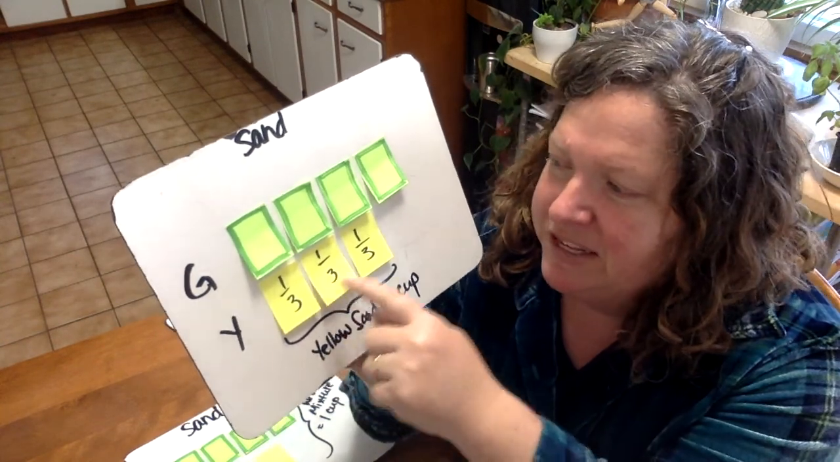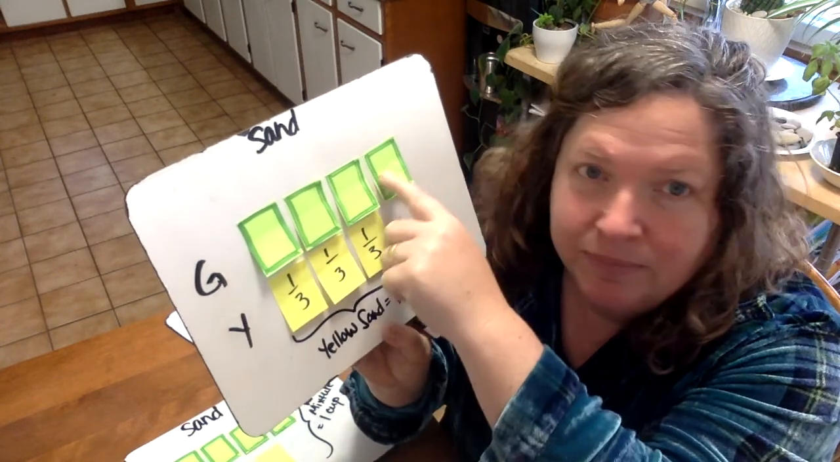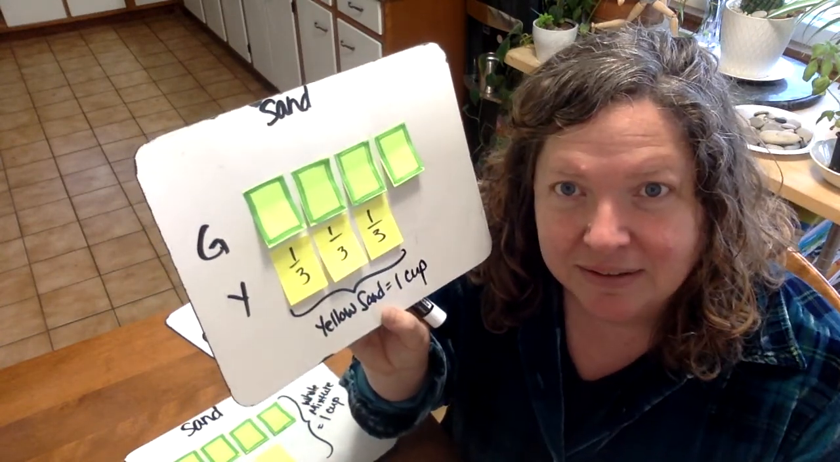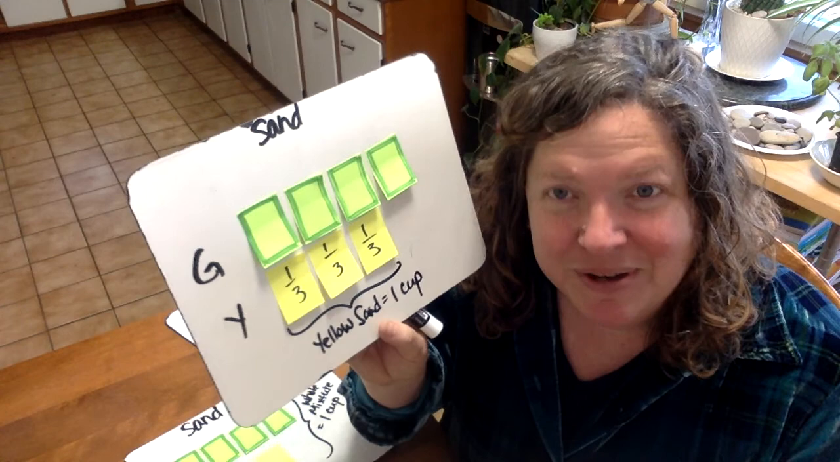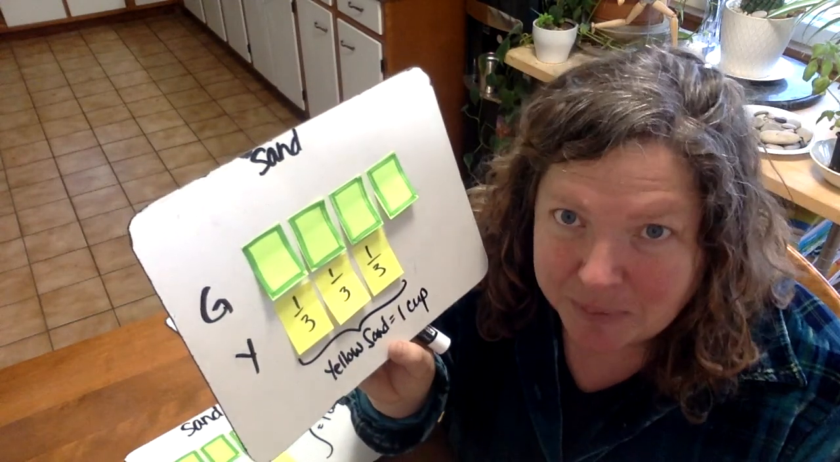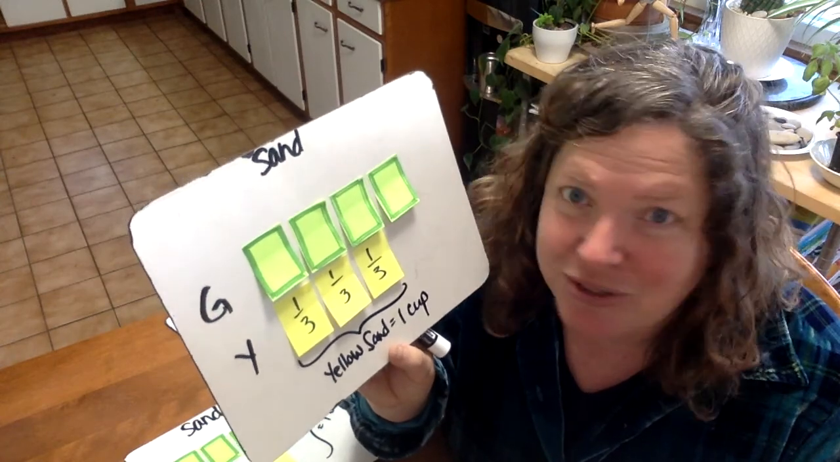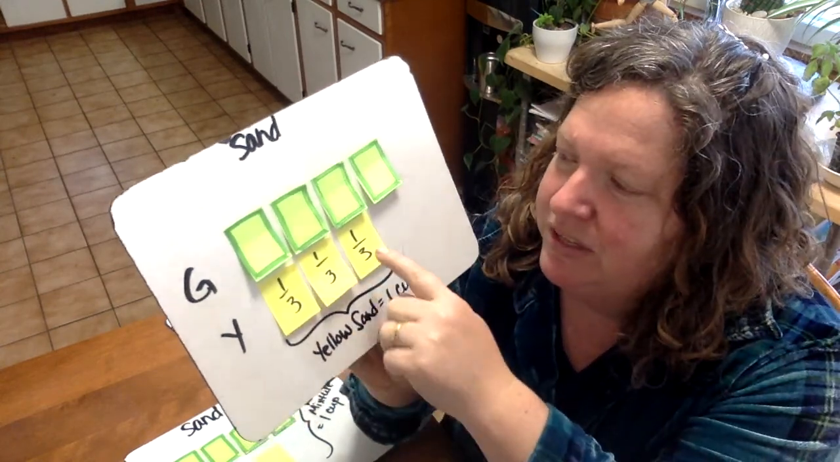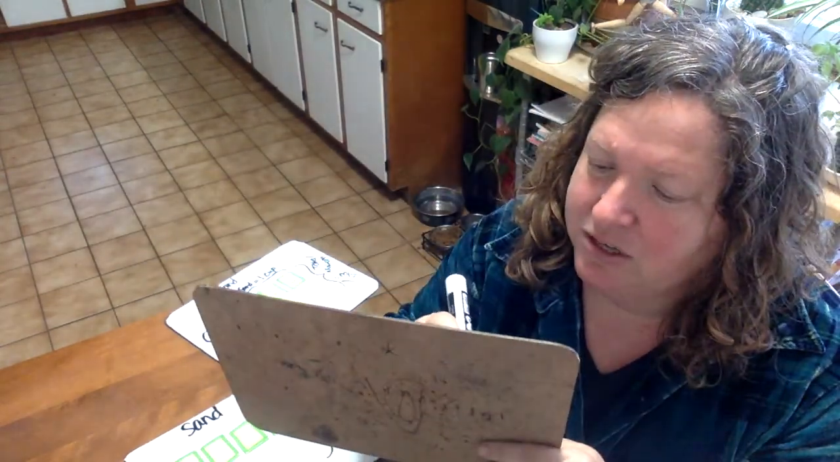Now, if these are each a third, what are the greens? Well, hopefully you're saying it has to be equal. If we're talking about parts, compared to fractions and ratios too, they all have to be equal. So if each of these are a third, these are also a third.